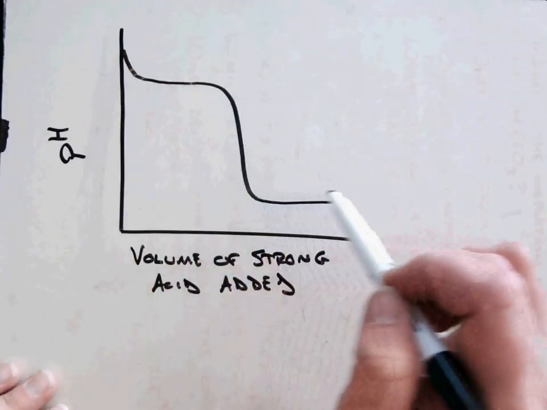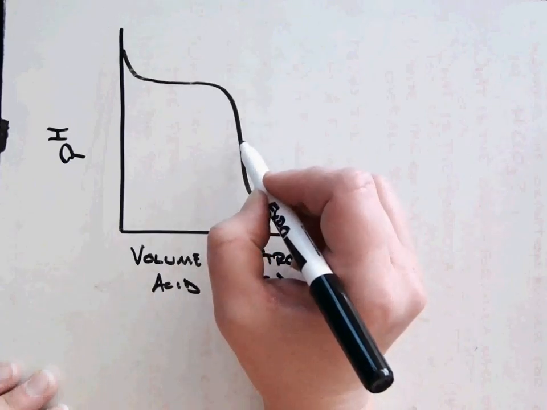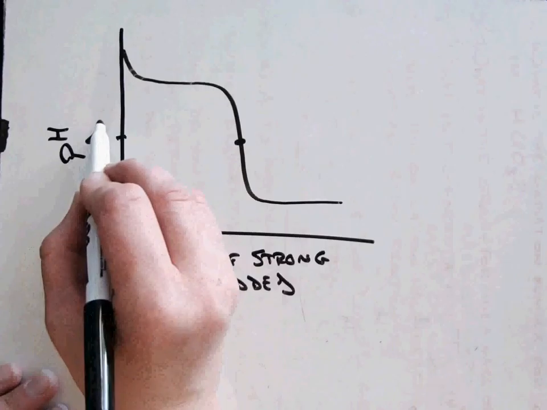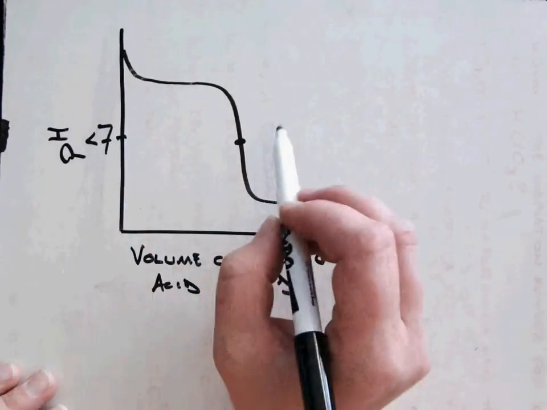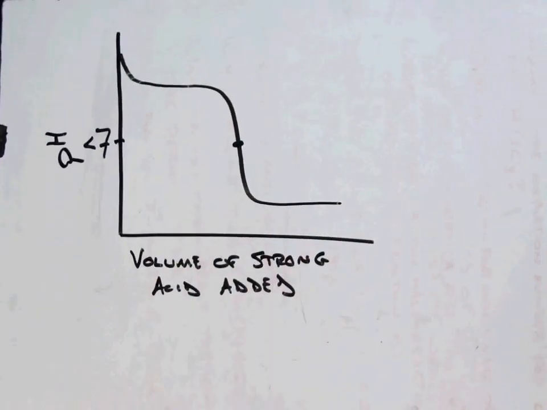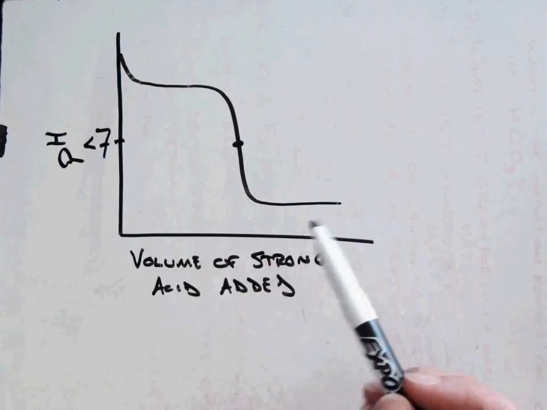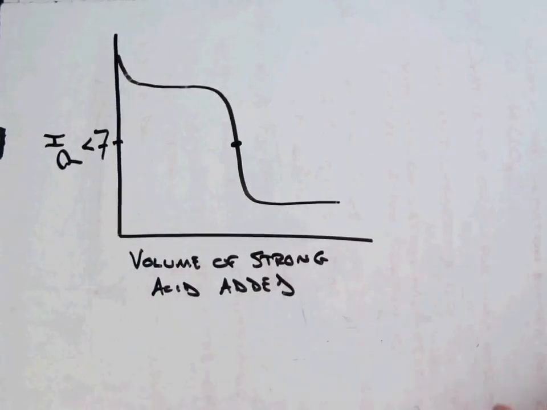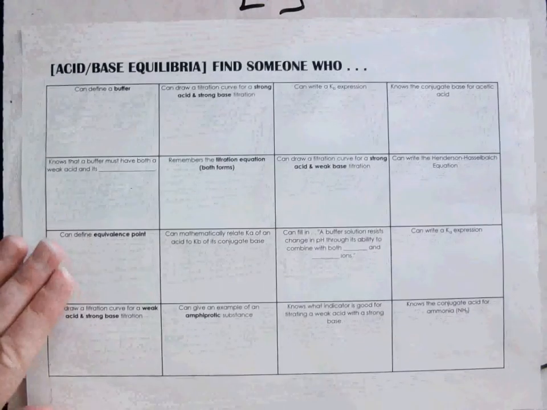And then it will hit the equivalence point and then flatten out. The equivalence point will be less than 7. It'll be a little bit acidic because you have a weak base. When your weak base has been fully neutralized, you have its conjugate acid in the solution, and its conjugate acid will make this a little bit acidic, at least just a little bit.